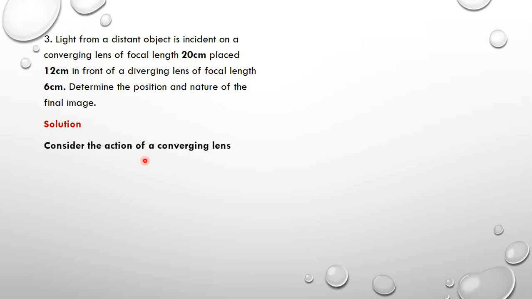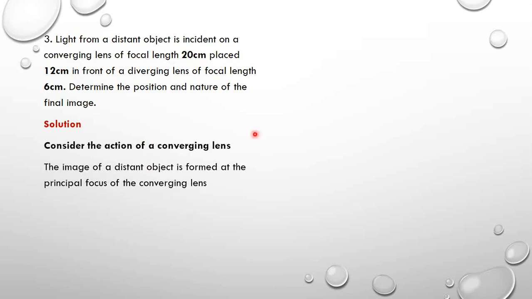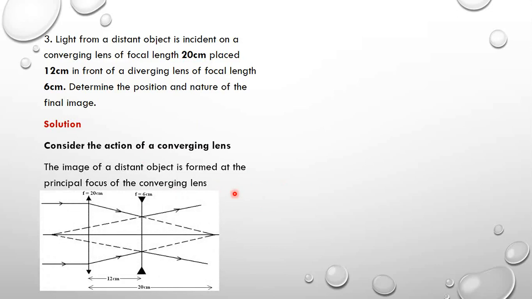So for the action of the converging lens, we are saying that the image of a distant object is formed at the principal focus of the converging lens. Let's see the illustration there. Rays from a far distant object are going to be converged to the principal focus of that converging lens. The distance from this image up to the lens is going to be 20 centimeters.